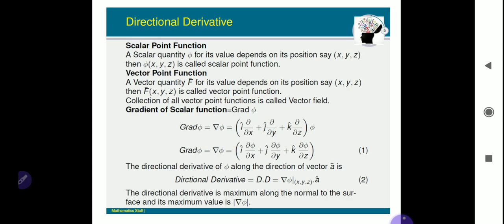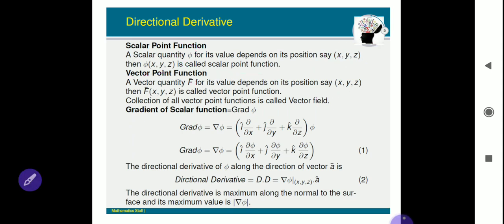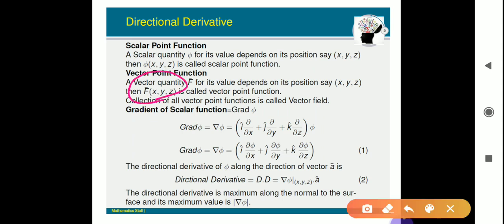directional derivatives, mentioned here, but before starting this topic, scalar point function and vector point function are very important. So what is meant by a scalar point function? A scalar quantity phi, whose value depends on its position x, y, z, then phi of x, y, z is called a scalar point function. And a vector point function means a vector quantity f bar whose value depends on its position, say x, y, z, then f bar of x, y, z is called a vector point function. Now a scalar point function has only magnitude, and a vector point function has direction.